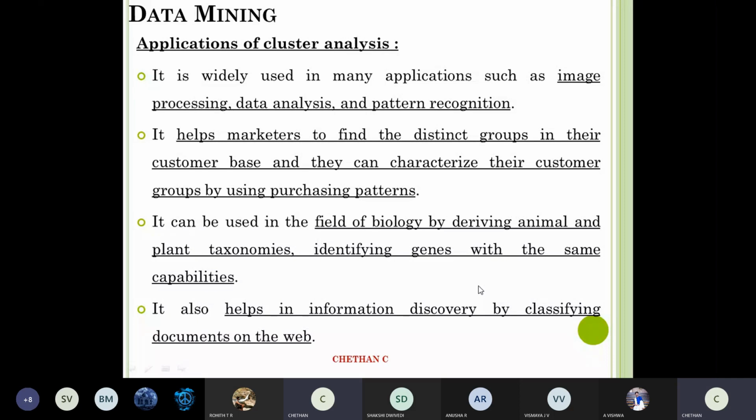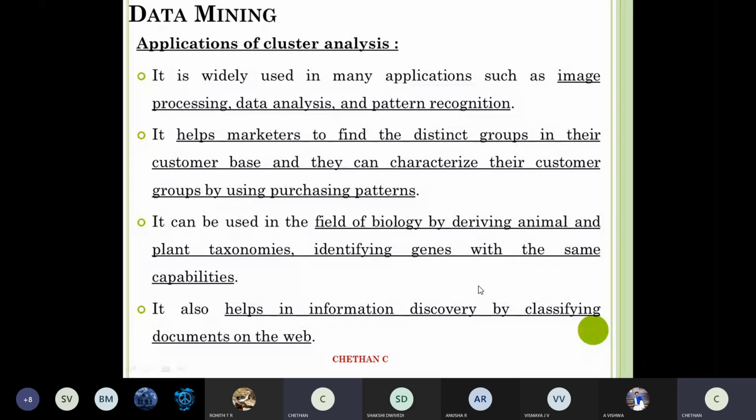And how do you group them? You cluster them. You put them into some sort of a cluster based on their genes, based on their appearances, based on their body structures. You group them, right? So it can even be used in the field of biology by deriving animal and plant taxonomies. Okay, what's the next thing?